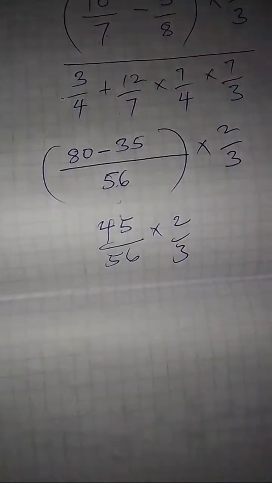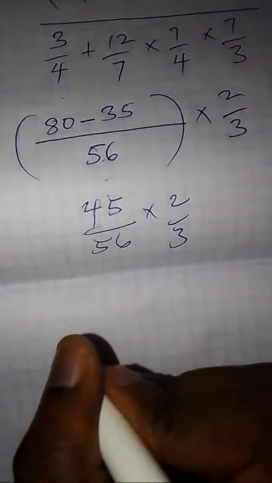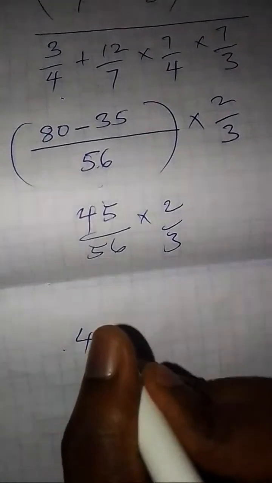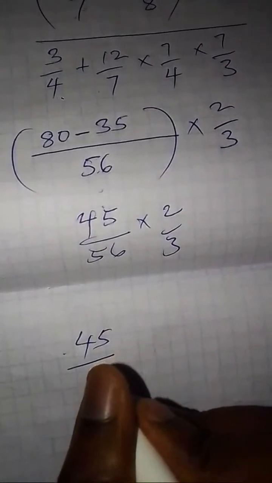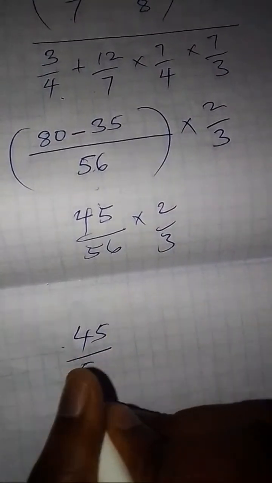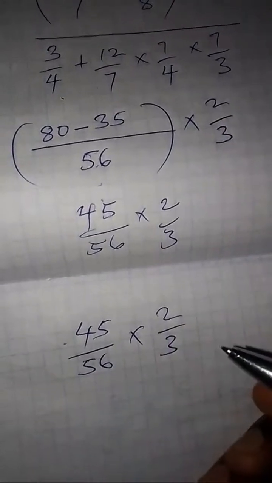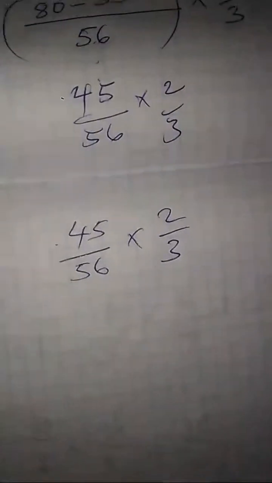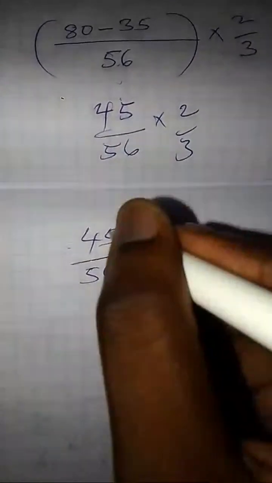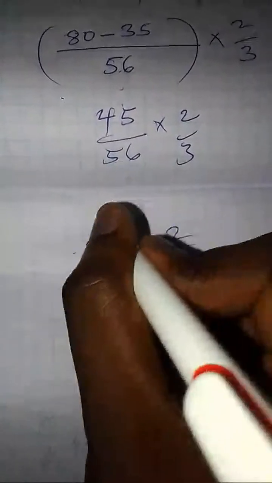Okay, so let's proceed. So 45 out of 56 multiplied by 2 over 3. In this case, we are going to simplify this fraction. So 3 here once, 3 into 45, 15 times.